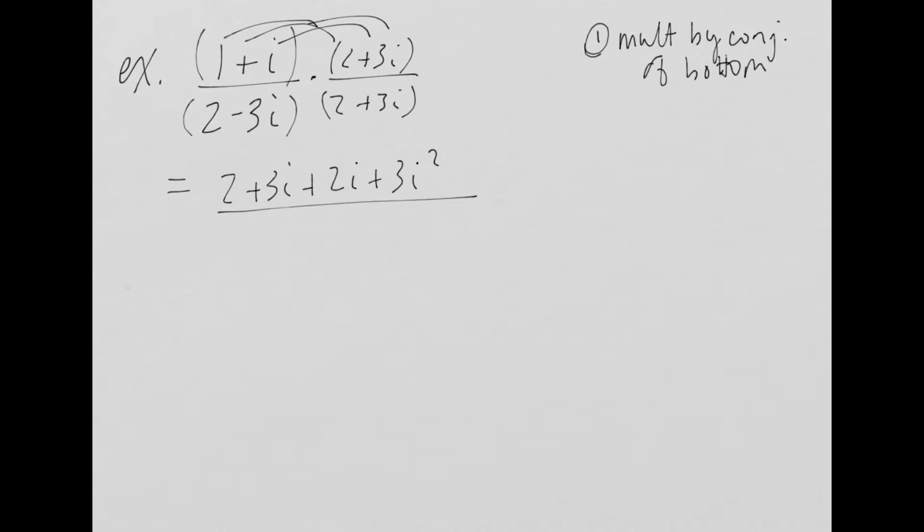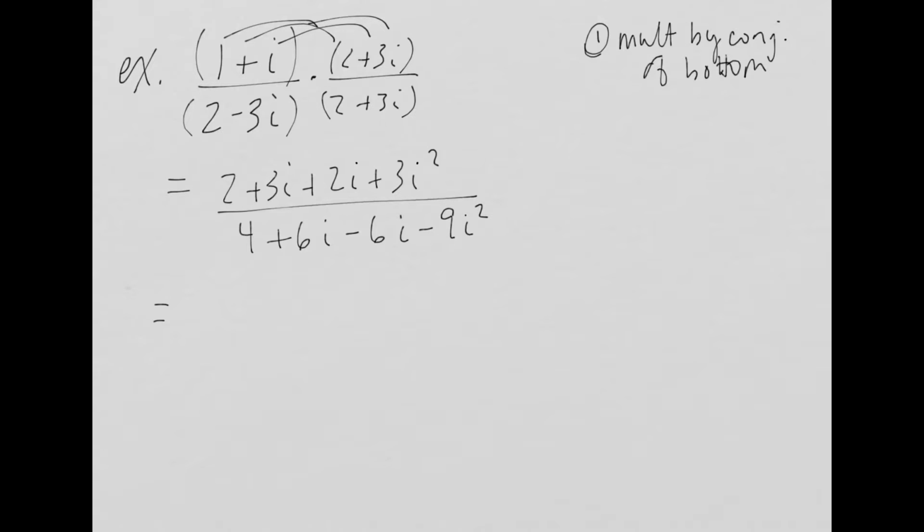Good, now look at the bottom. If you want to pause this and try to work out the bottom on your own, definitely do that. If I multiply or FOIL out on the bottom, I get 4 plus 6i minus 6i minus 9i squared. So we've multiplied everything out.